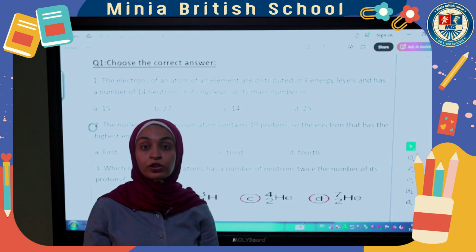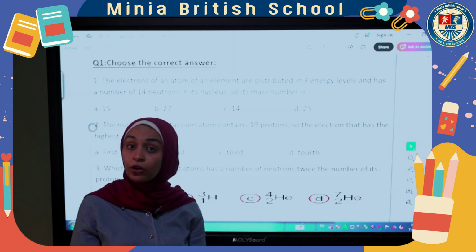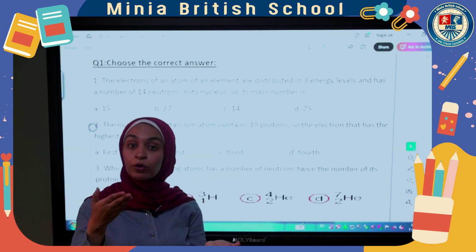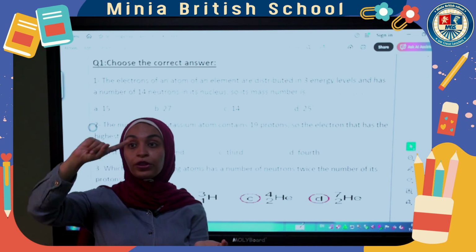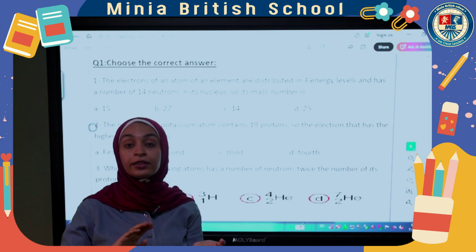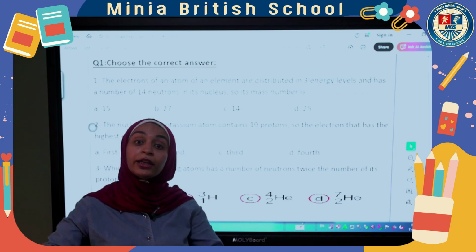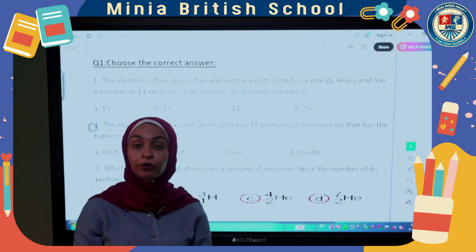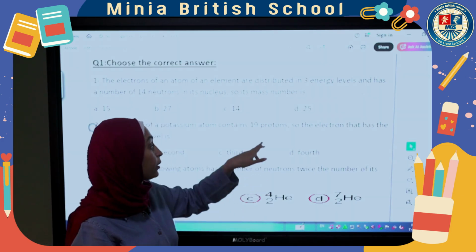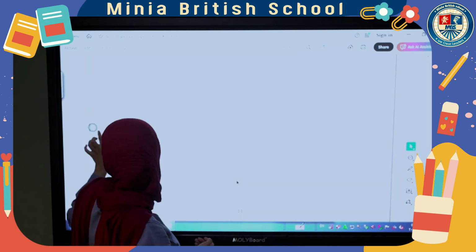Before answering the questions, I want to tell you something very important. I may give you the atomic number of the element and ask you to draw the energy levels and distribute the electrons in their main energy levels. Or I give you the figure and ask you to calculate the atomic number from it. Like what? I will draw an example for you now.